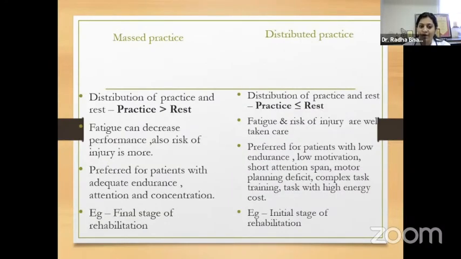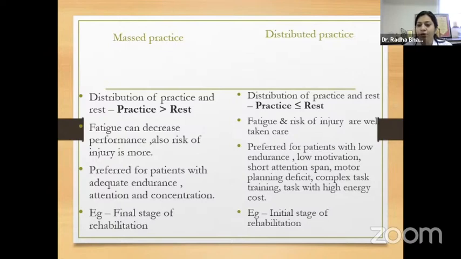There are two types of practice. One is massed practice and one is distributed practice. As you see, in massed practice, the number of repetitions or the number of sessions that you give to your patients is more than the rest interval. On the contrary, in distributed practice, you are distributing the practice. So here the practice and the rest intervals can be equal, or the rest interval can be more than the practice sessions.